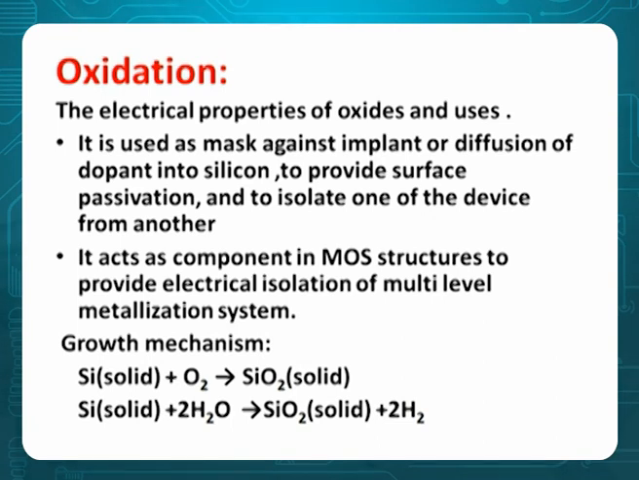Once this is done, we need to provide isolation so that it will not have any effect from the external. It also acts as components in MOS structures to provide electrical isolation when there is a multi-level metallization system. So basically, after doing the diffusion and ion implantation, you can go for oxidation.